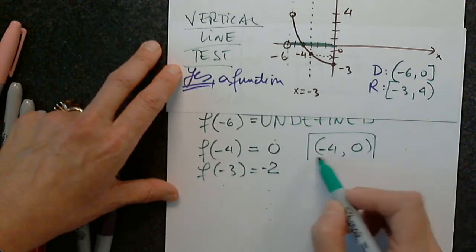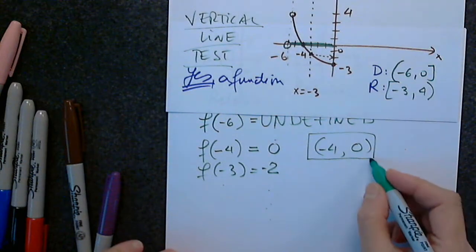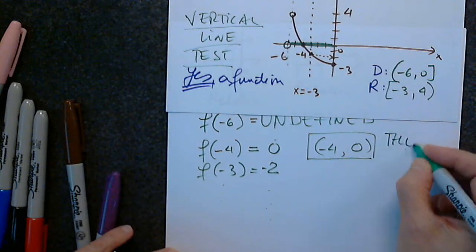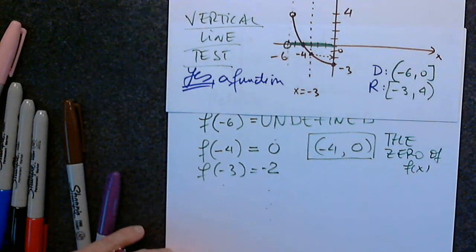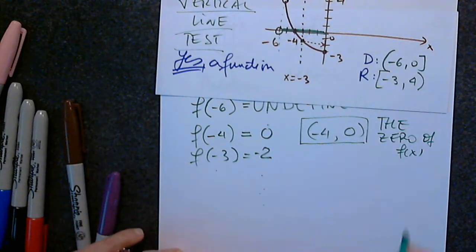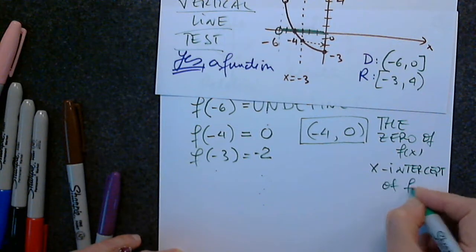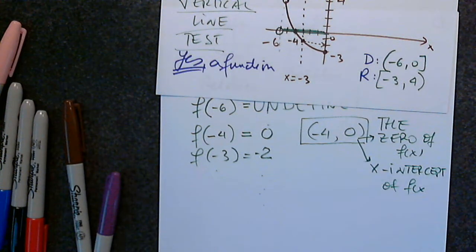How do we call this point where the graph of a function crosses the x-axis? What is the name of that point? Zero. The 0, correct. It's also called the 0 of f of x. It has also another name. X-intercept. Awesome. The x-intercept of f of x. All these are the names for -4, comma 0. It's the x-intercept or the 0 of the function.